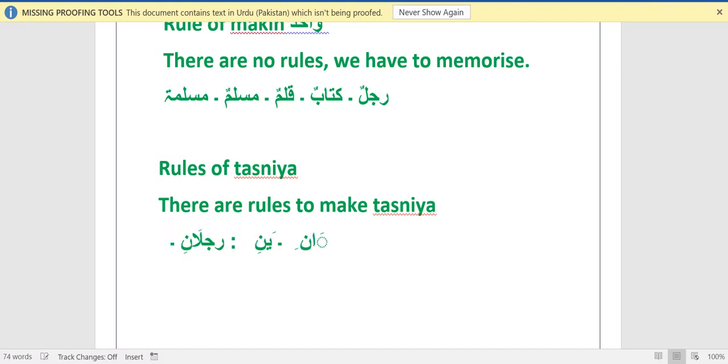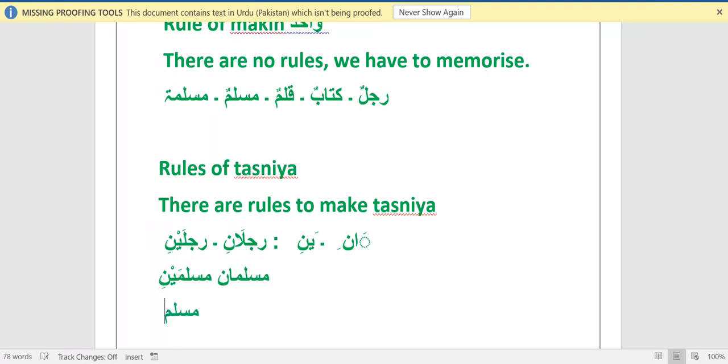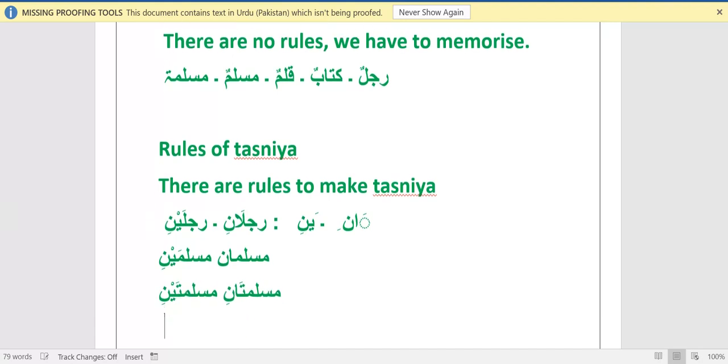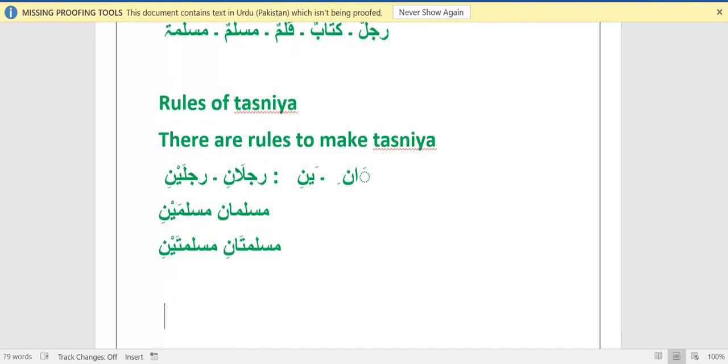Again another example with ra, jim, lam, lam having fatha, ya having sukoon, and noon: rajulaini. So from rajulun, tasniya becomes rajulani or rajulaini. Again take the example of muslim, so muslimani or muslimaini. Another example, muslimatun, muslimatani or muslimataini.